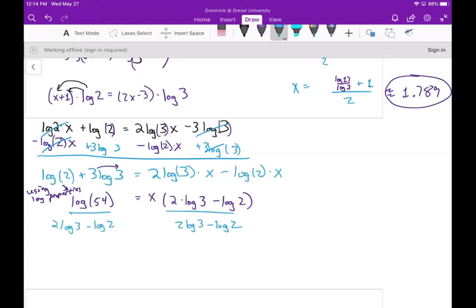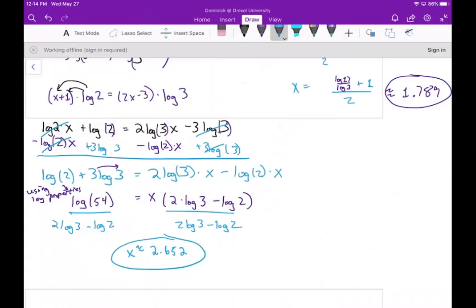So if we type this into our calculator, I want log of 54 divided by 2 log of 3 minus log of 2. I'm going to get that x is roughly equal to 2.652.